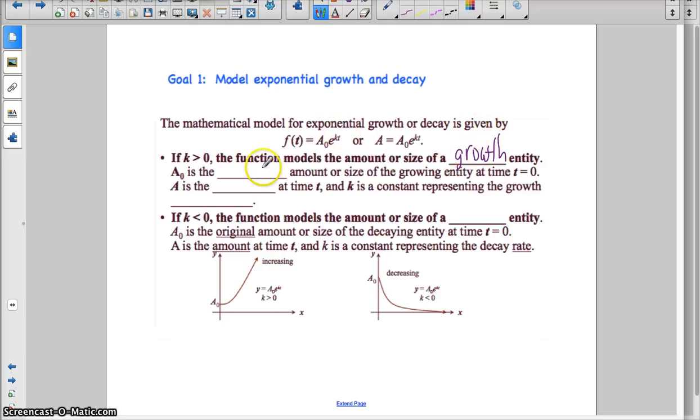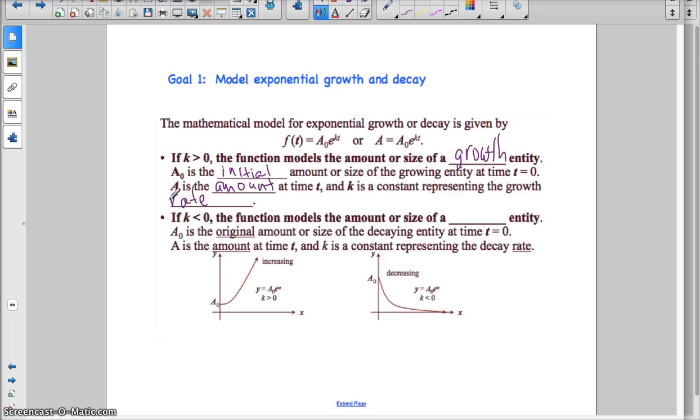function. A sub 0, again, is the initial amount or size of the growing entity at time t equals 0. So when the project begins, if you're studying growth of bacteria, or looking to see how much your investments are growing, t equals 0 is when you begin. A is the amount at specific time t, and k is a constant representing the growth rate.